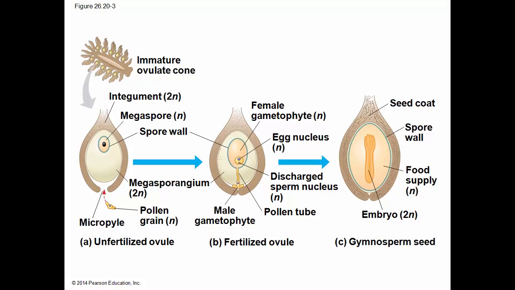Okay, here's the fertilized egg, which includes the embryo. Fertilization initiates the transformation of the ovule into a seed, which consists of a sporophyte embryo, a food supply, and a protective seed coat derived from the integument. The megasporangium dries out and collapses.